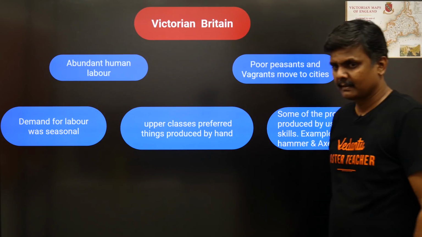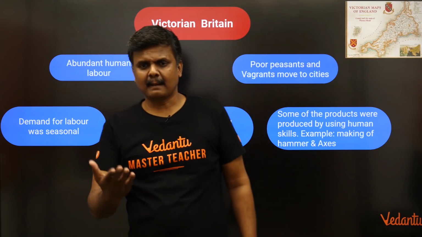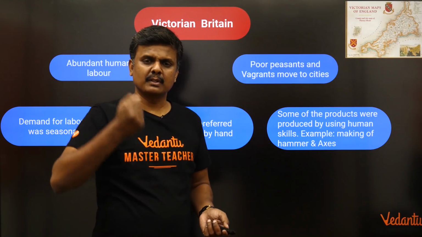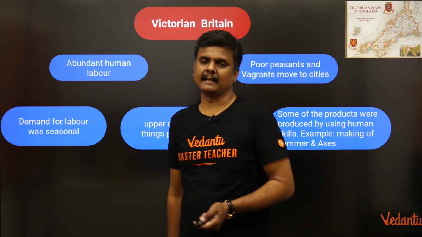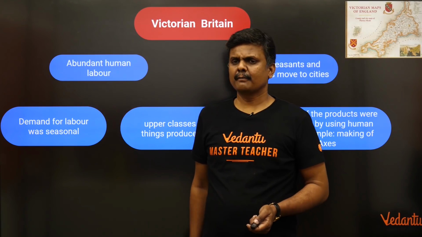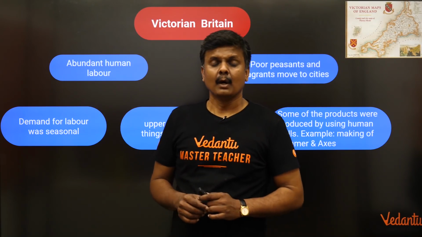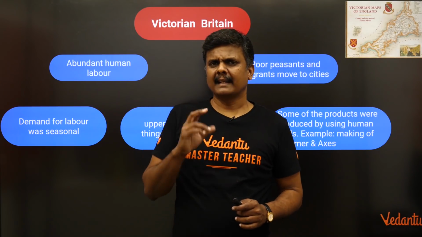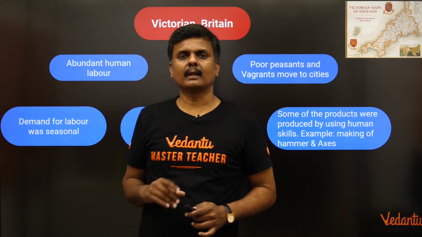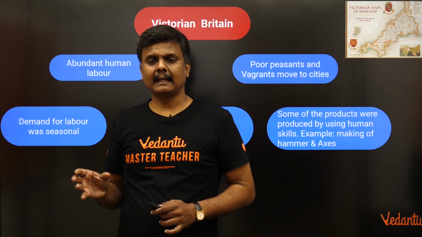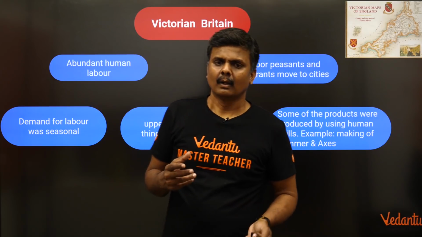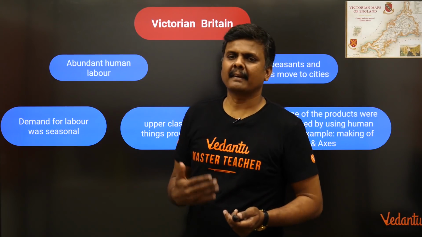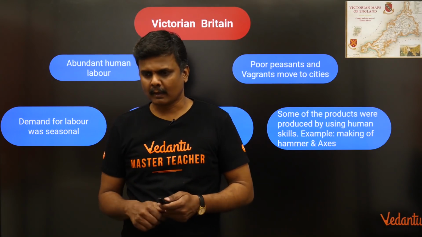Okay, so similar to the example of hammers, axes, all these things are products which were used or produced or manufactured manually. Right? So if you look at it, overall what is the picture we are getting? Britain is a very, very successful industrial nation. Number two, the reason is a lot of people were there without work. As a result of that, demand for labor was very rare. Very seasonal, as you would call it.